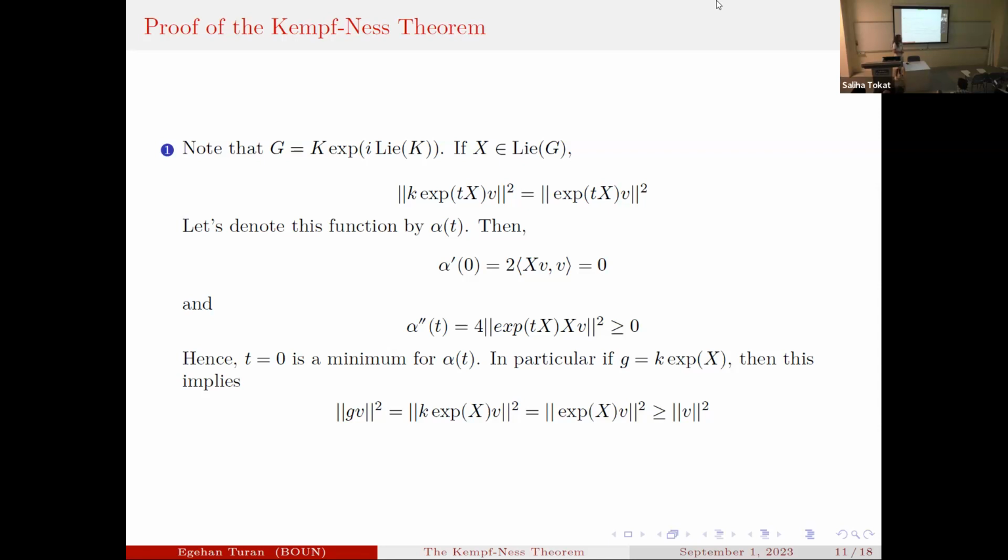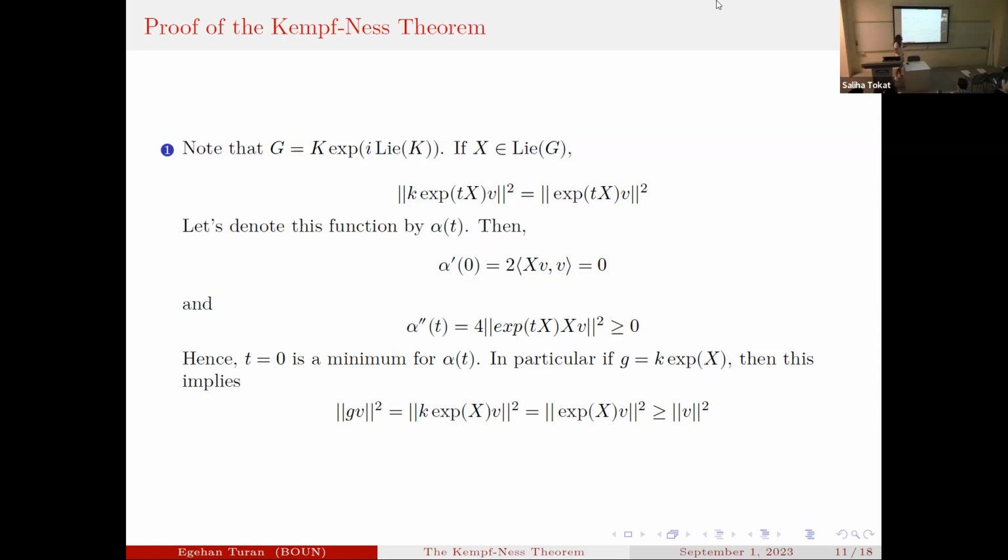The first derivative at zero will just give you this, as I mentioned earlier. This is the first derivative at the identity. And since v is critical, this will be just equal to zero. And the second derivative is four times the norm squared, which is always non-negative because norms are non-negative. Therefore, by basic calculus knowledge, we know that t equals 0 is actually a minimum for alpha.